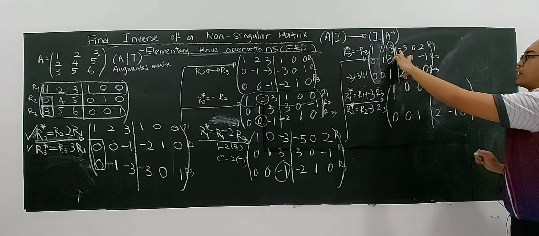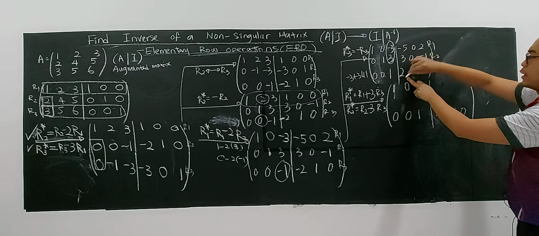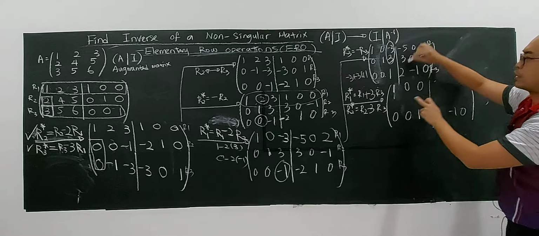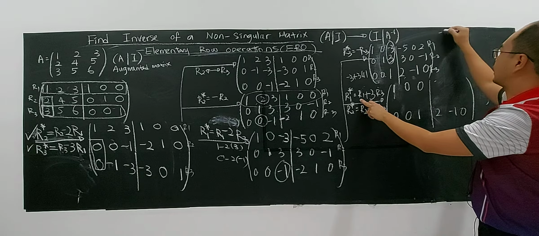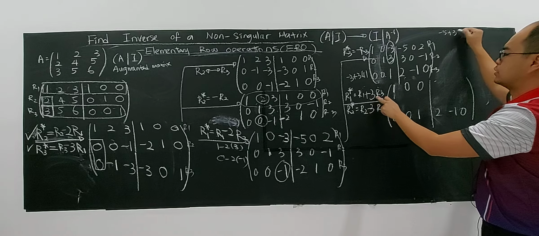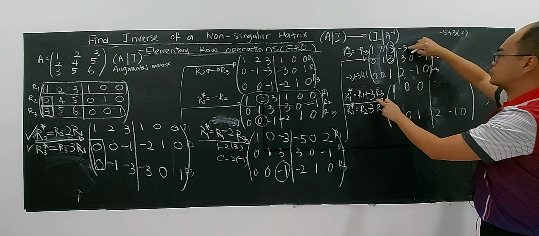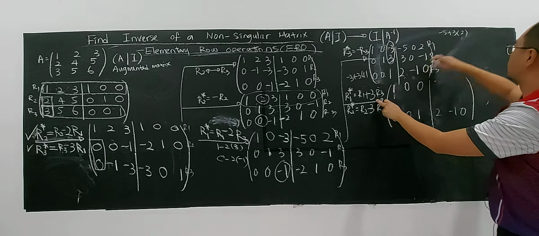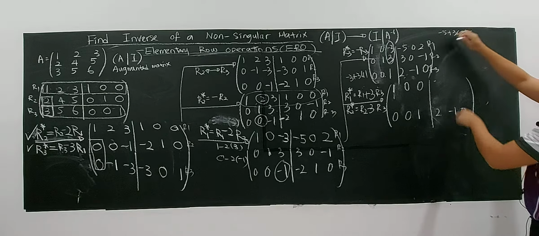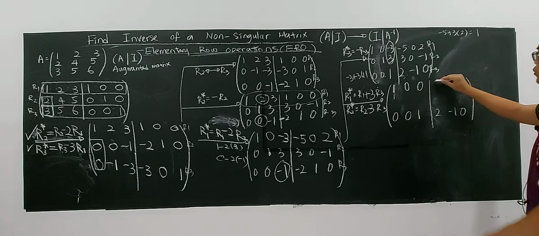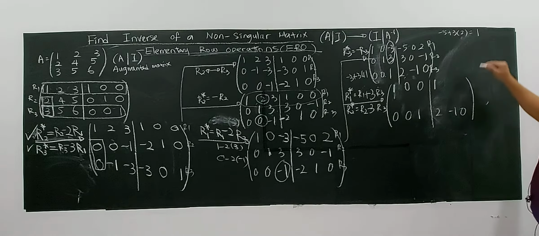So negative 5 and 2, for this one. Negative 5 plus 3 times 2, right? So you have negative 5 plus 6, 1. So you have 1 here, right? You have 1 here. Okay.